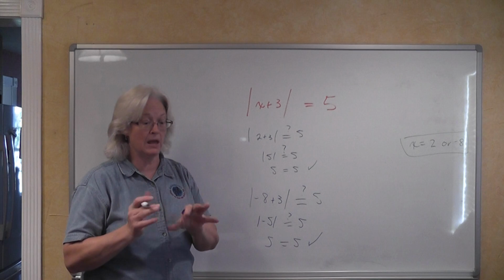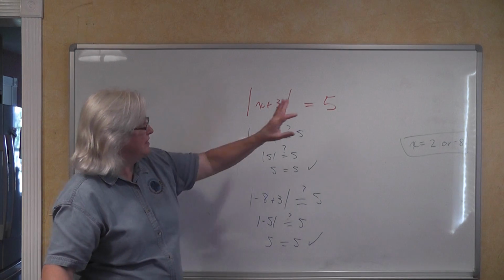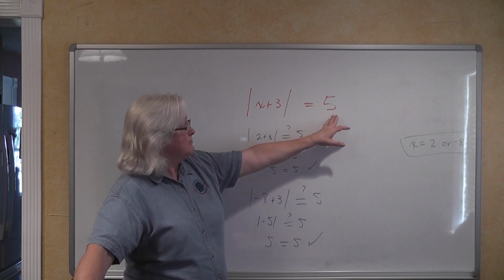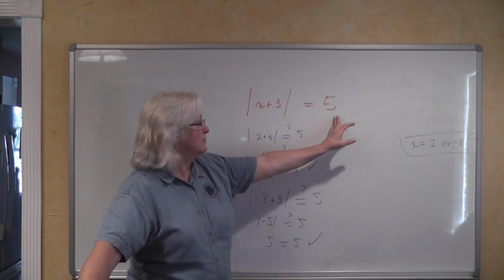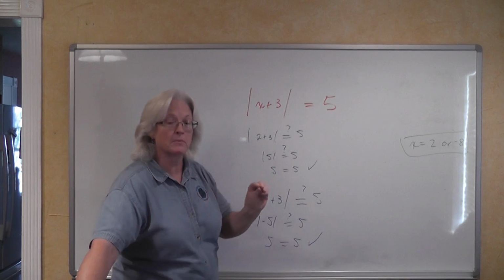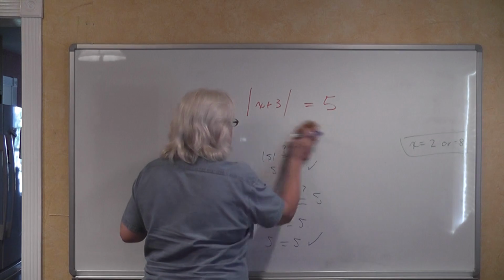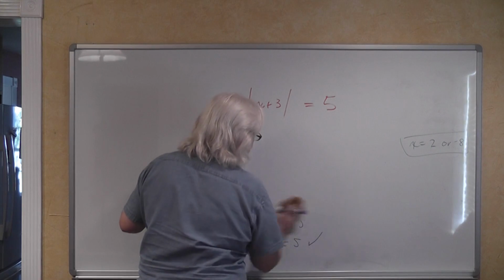So what may have turned your mind a little bit was when I said that an absolute value of 5 has two possible answers. And we came at that from using the original definition of absolute value.